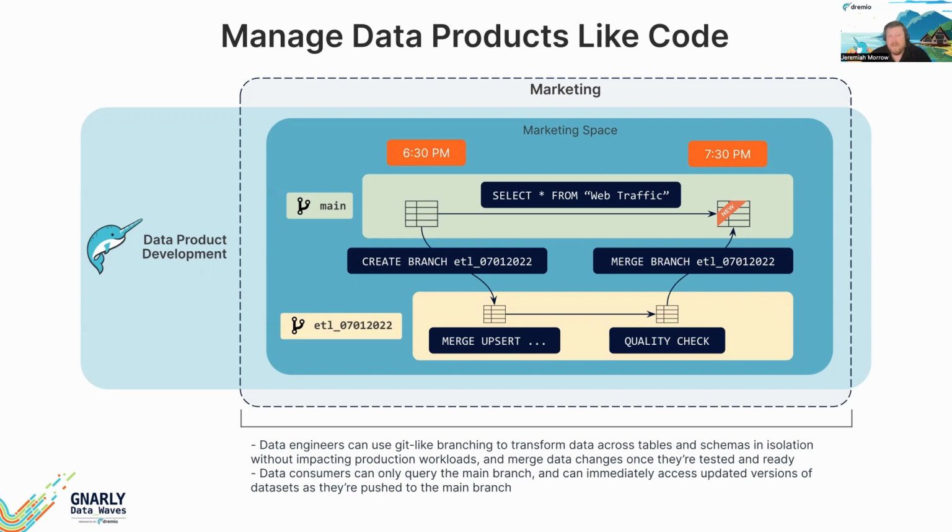Once the marketing team is confident that the data is correct and their data product is high quality, they can make a commit, and that merges the ETL branch to the main branch. All of those changes are made atomically, and all data consumers now have access to the latest and most accurate view of the data.